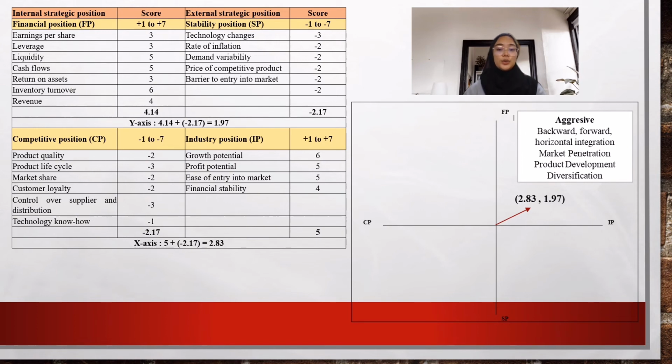the direction shows that Samsung is more towards the aggressive position, meaning the appropriate strategies they can use are backward, forward, and horizontal integration. They can use market penetration, product development, and diversification.